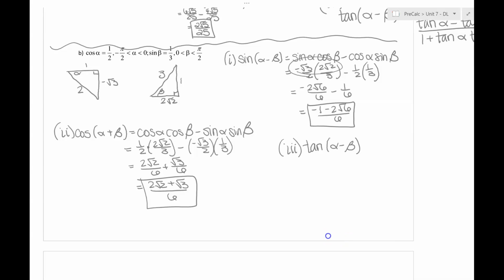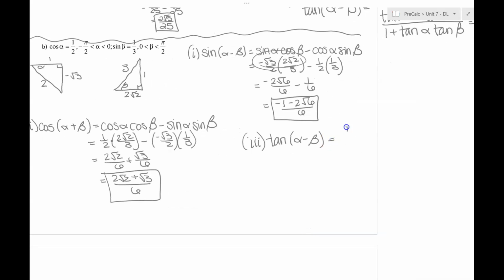Okay, here we go. So tangent difference formula. We have tangent of alpha, same sign up top, minus tangent of beta, all over 1 plus tan alpha tan beta. Okay, so tangent of alpha, if I go to the alpha triangle, it's negative rad 3 over 1, so negative rad 3. Tangent of beta is 1 over 2 rad 2. We'll leave that like that for now.